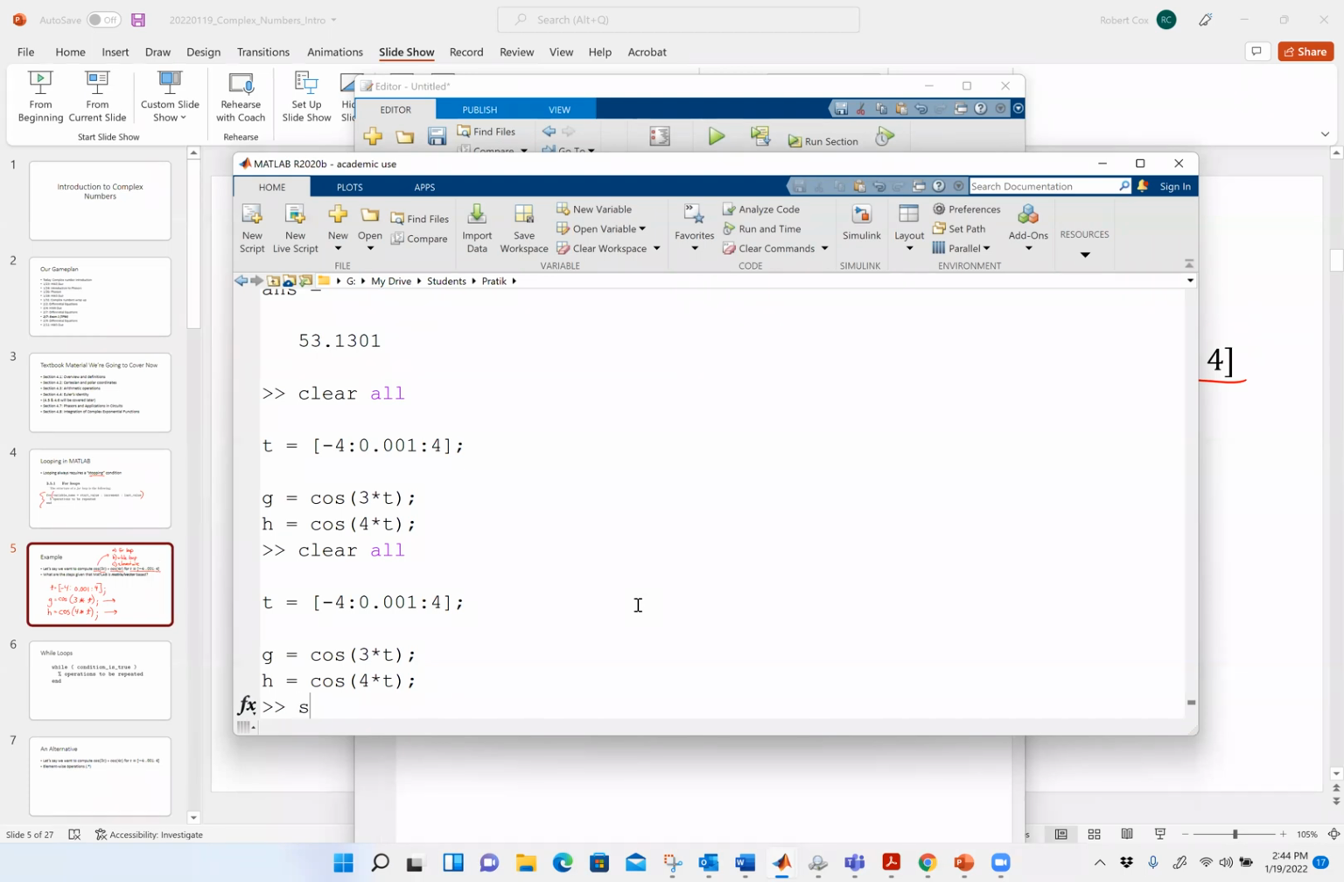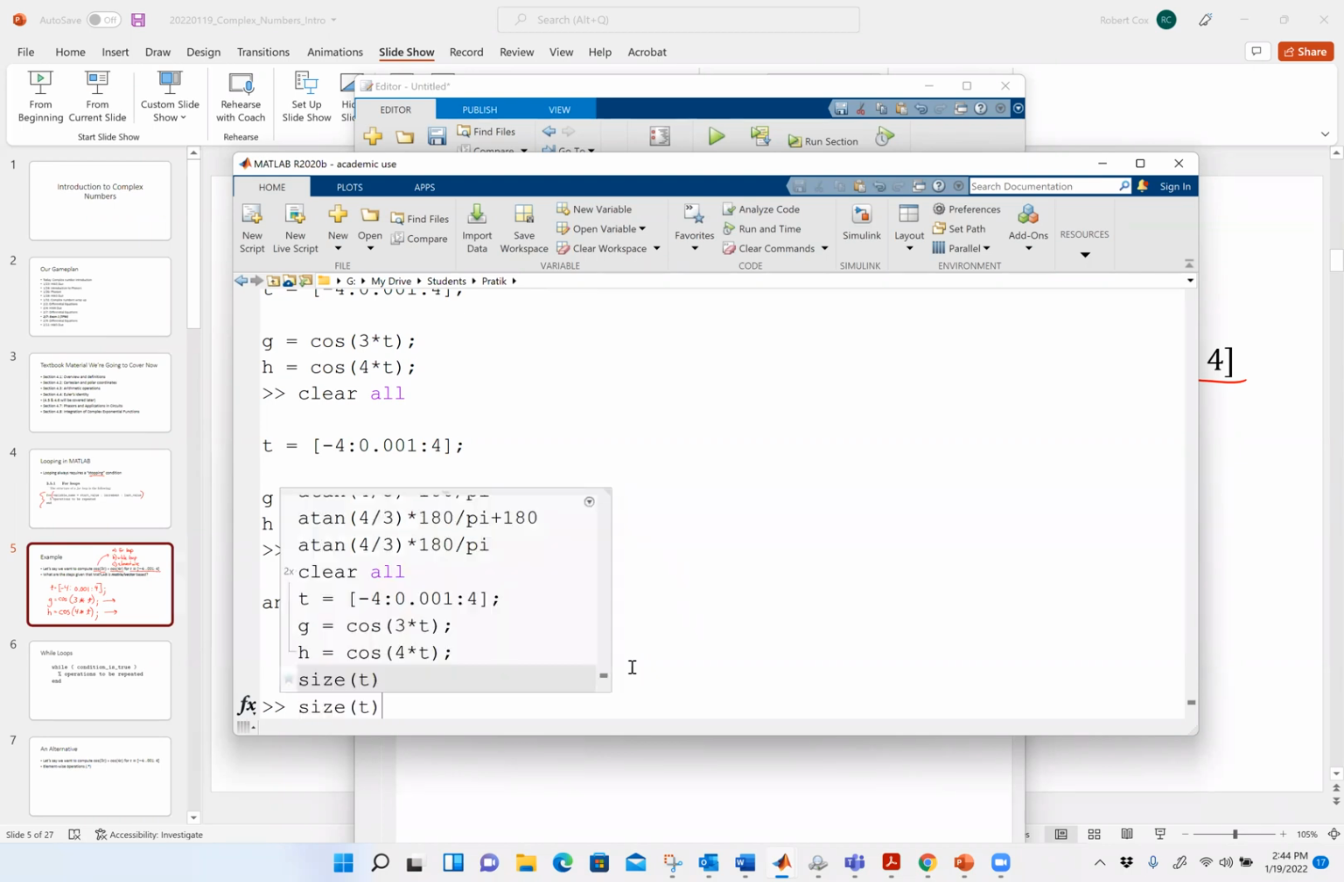Yeah. So I heard a couple of good thoughts there. I'm going to do size first, size of t. All right. So what does this say? The fact that size came back and said 1 and 8,001, what does that mean? It's a row vector with 8,001 entries. Yes, there's one row and 8,001 entries.